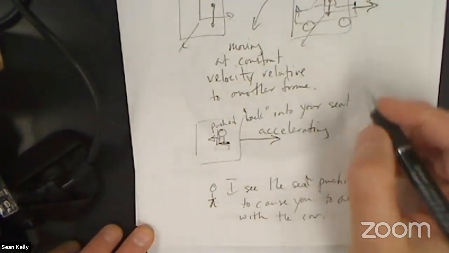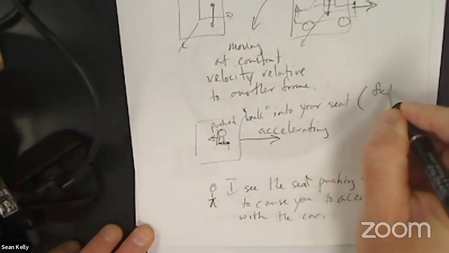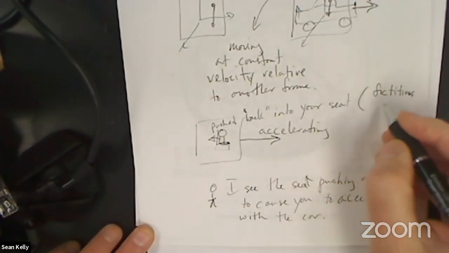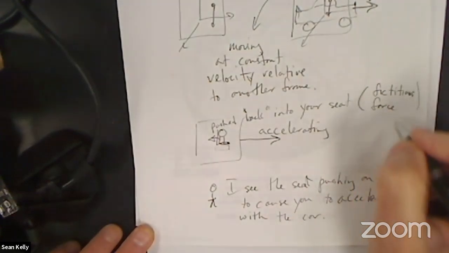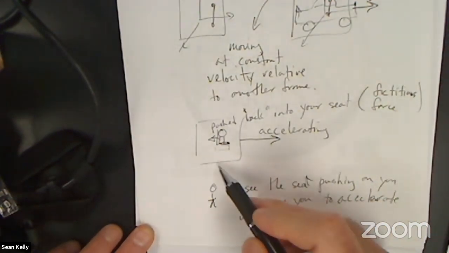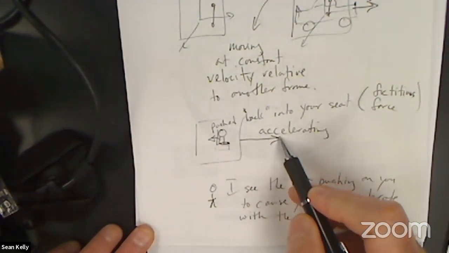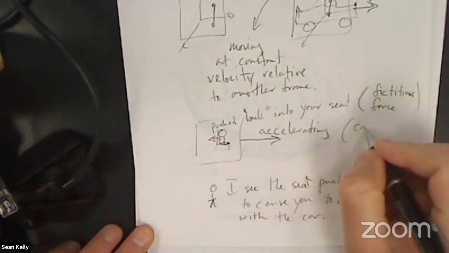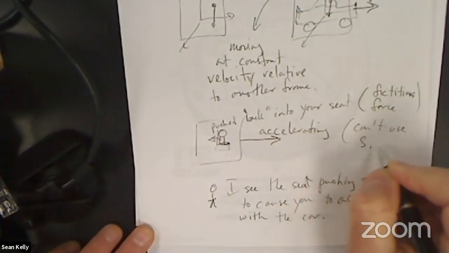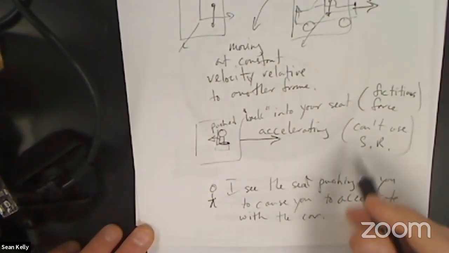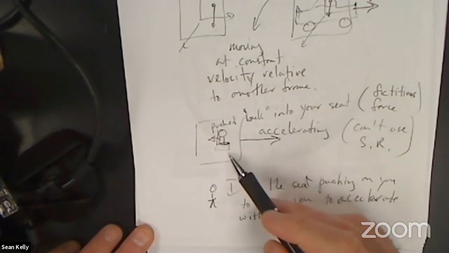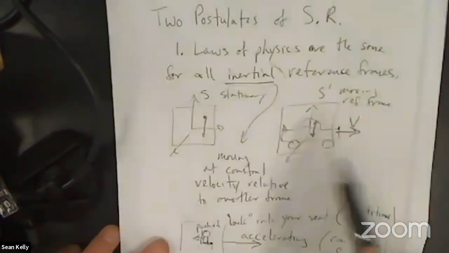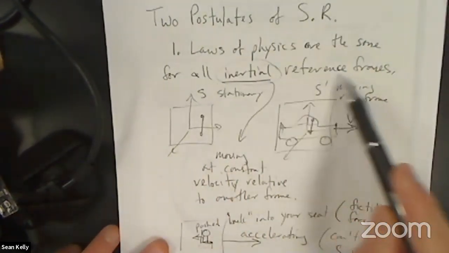There is a fictitious force. This is called a fictitious force. So it doesn't have a law of physics that can explain it, right? There's no law of physics to explain why I'm feeling it. And the reason is I'm in an accelerating reference frame. So these ones are not inertial, right? You can't use special relativity in this case. It doesn't work. There are fictitious forces that I can't explain. Okay, so number one, the laws of physics are the same for all inertial reference frames.